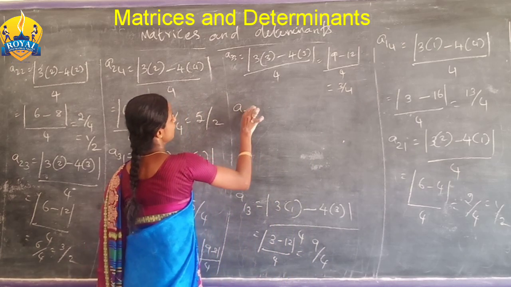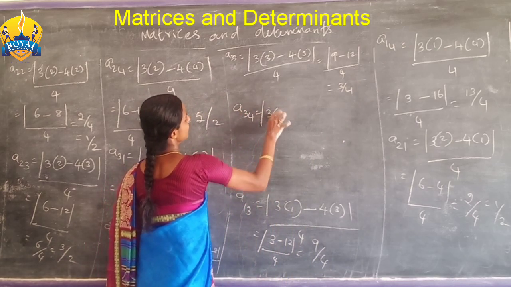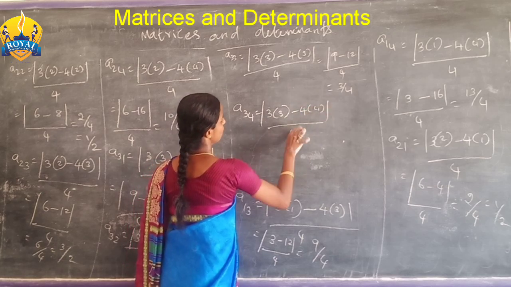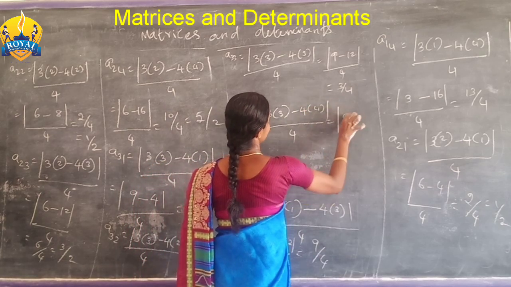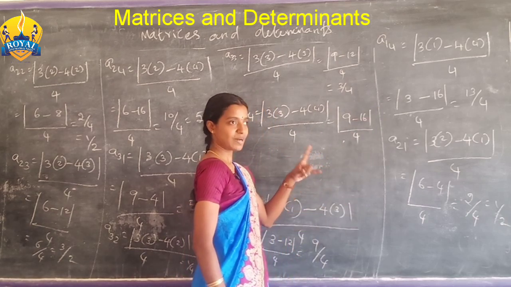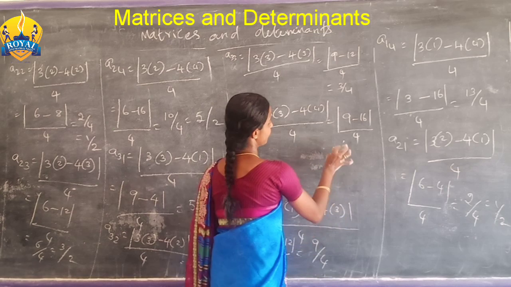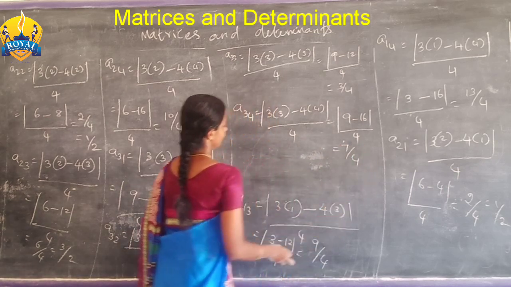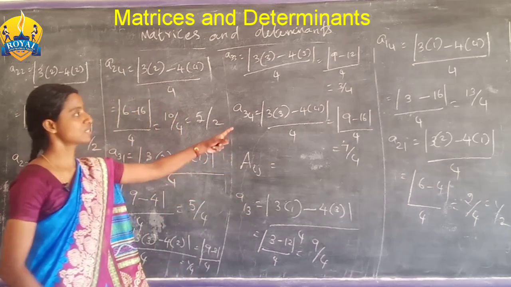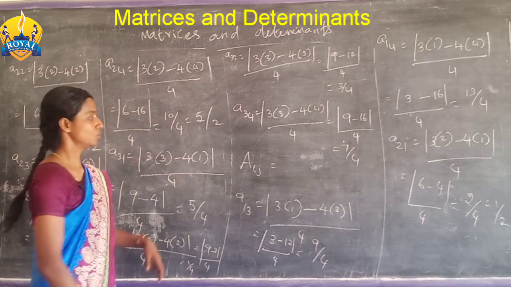Now A34 is the modulus of 3 into 3 minus 4 into 4 by 4, which equals modulus of 9 minus 16 by 4. 9 minus 16 is minus 7. Modulus becomes plus 7 by 4. Now what is my Aij? With this I have also completed the third row.